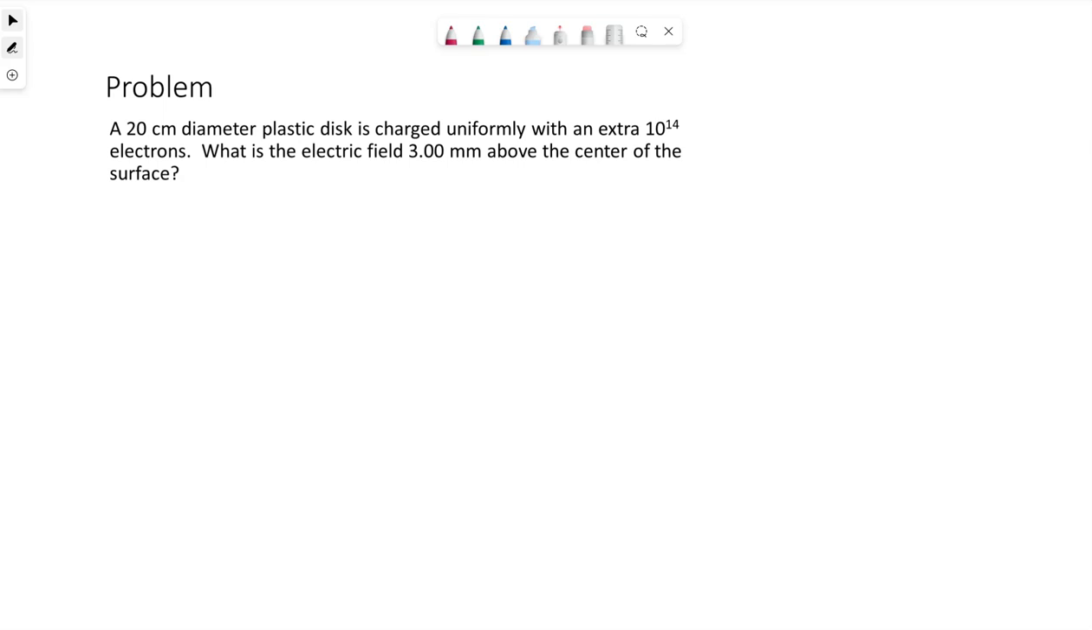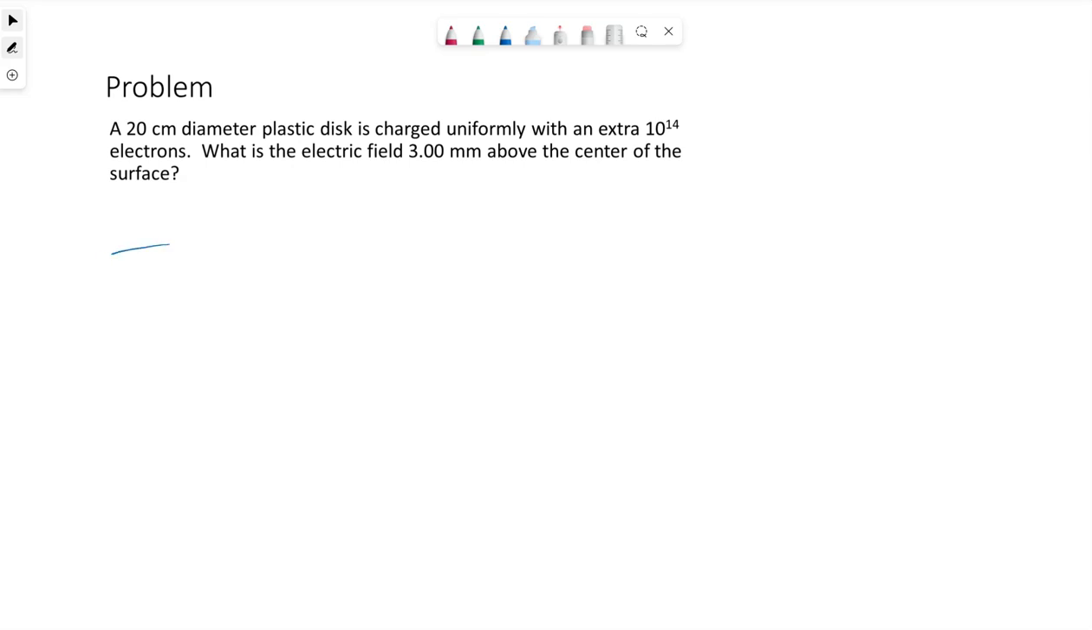I have an example problem here. A 20 centimeter diameter plastic disc is charged uniformly with an extra 10 to the 14th electrons. What is the electric field 3 millimeters above the center of the surface?